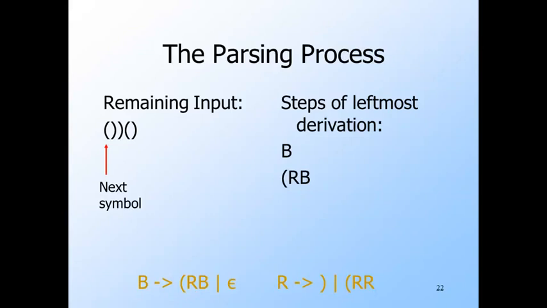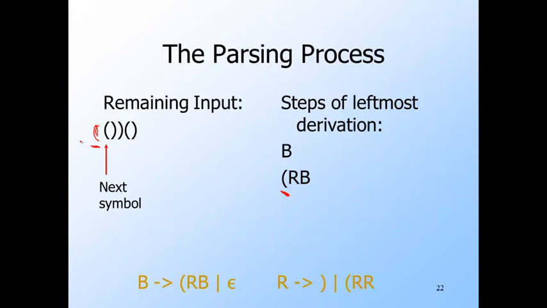Here we've made the expansion. The first left paren is removed from the input since it has been matched. That is, it appears to the left of the leftmost variable in the current left sentential form. In essence, this left paren is what used to be on the input there.